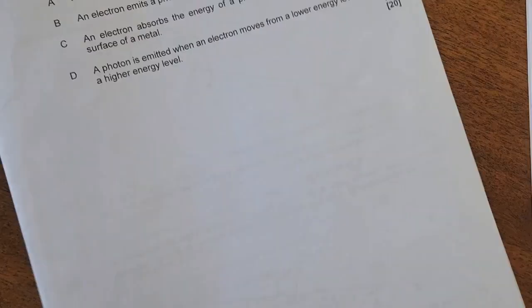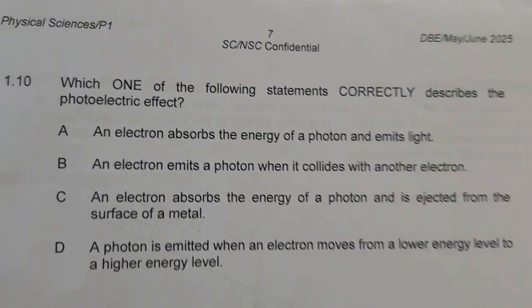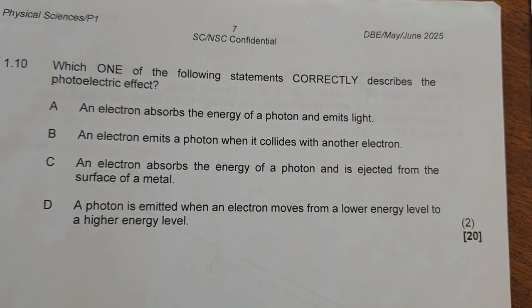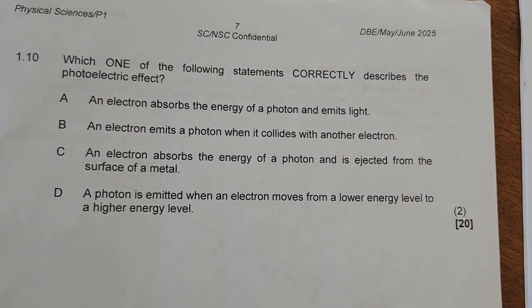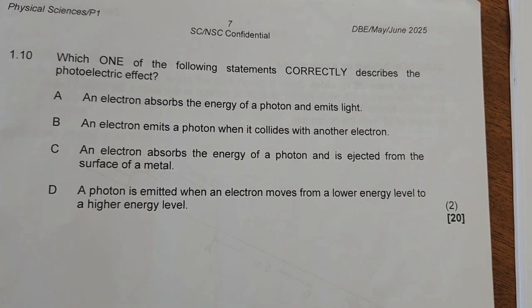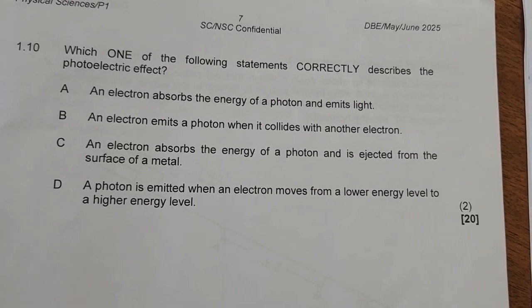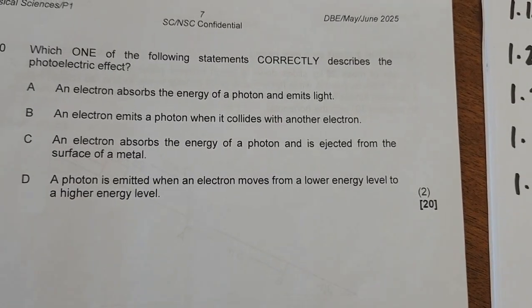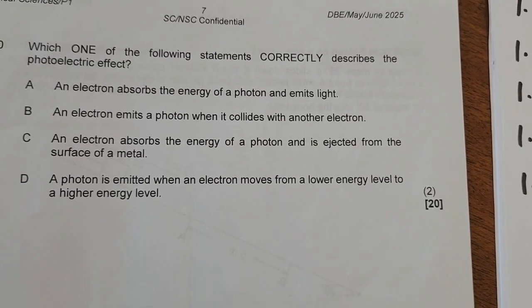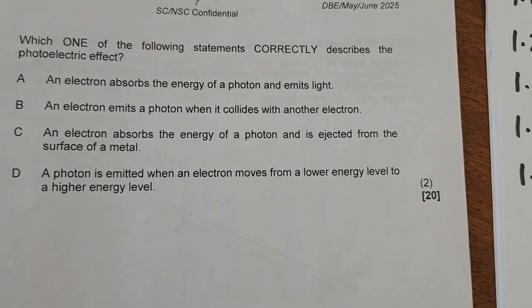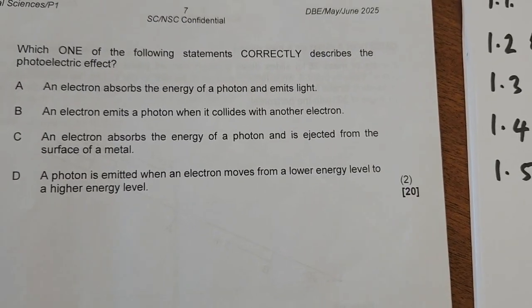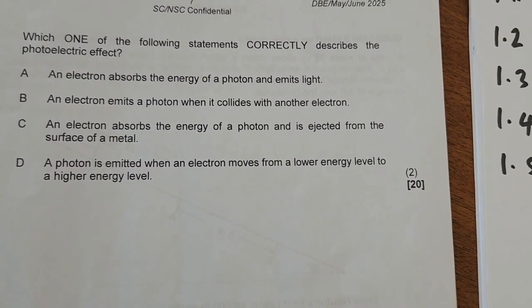And then the last question in the multiple choice here, 1.10: which one of the following statements correctly describes the photoelectric effect? Remember, the photoelectric effect is the process whereby electrons are ejected from the metal surface using the energy of radiation that is incident on the metal. Fine.